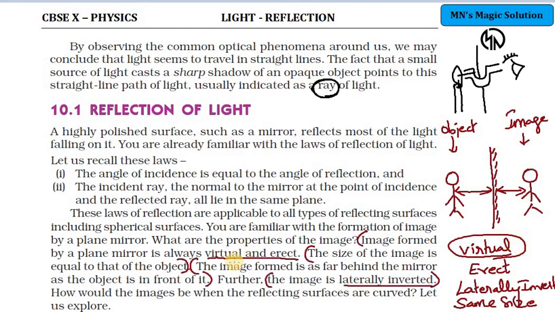So if they ask in a question to list the properties of the image formed by a plane mirror, you can give all these points. The image formed is always virtual and erect. The size of the image is equal to that of the object. The image is as far behind the mirror as the object is in front of it, that is, the distance between the object and the mirror is equal to the distance between the image and the mirror. And the last one is that the image is laterally inverted. All these pointers you can give for that question.